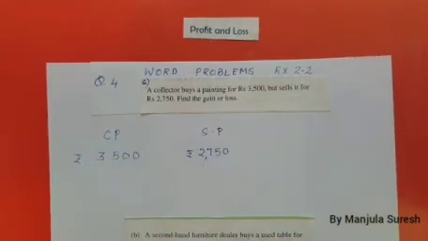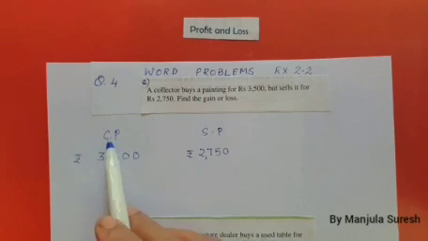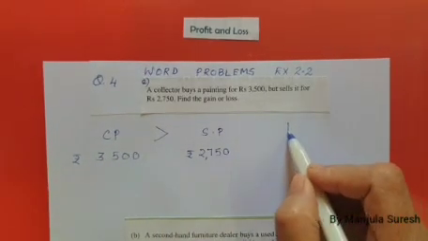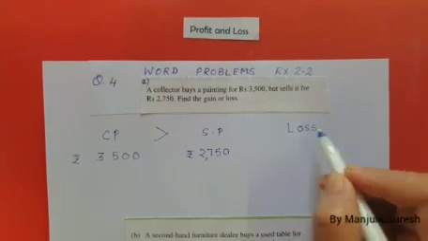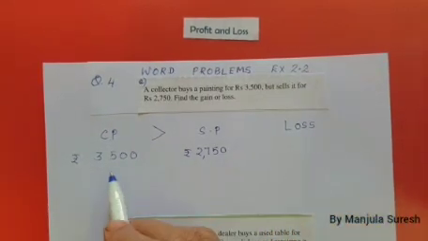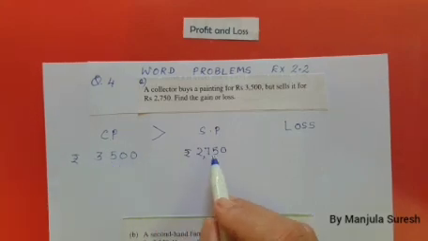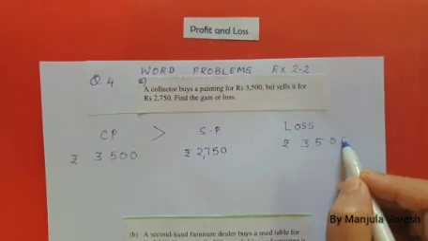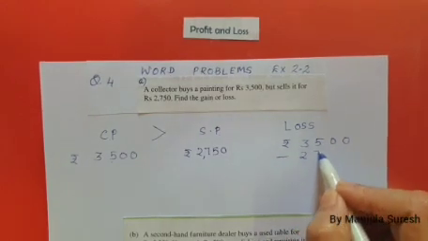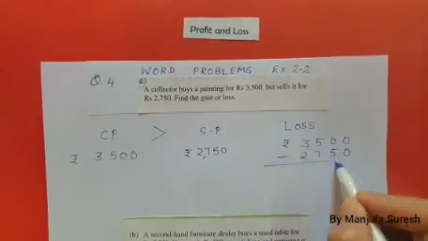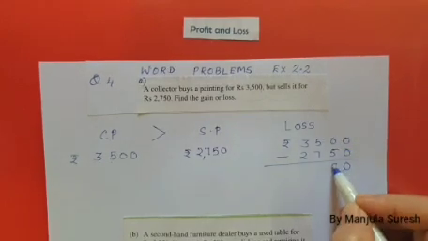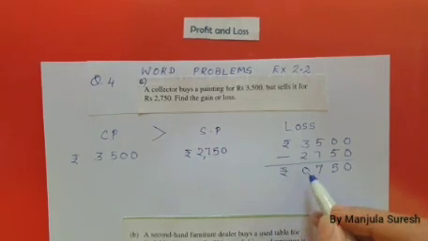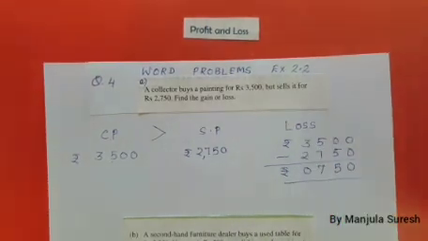Now we have to decide which is greater. Which is greater? Here cost price is greater. So cost price is greater means we make loss. Okay, how to find a loss? We have to subtract bigger value minus smaller value. So rupees 3,500 minus rupees 2,750. When you subtract, 10 minus 5 is 5. 14 minus 7 is 7, 0. So rupees 750 is the loss.